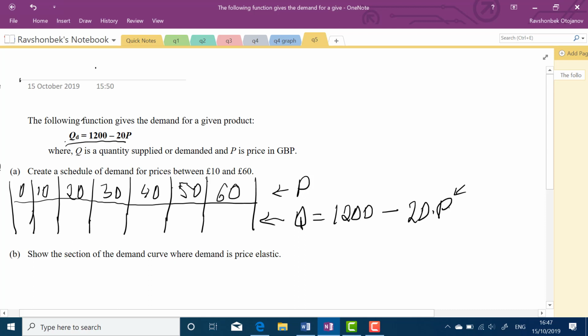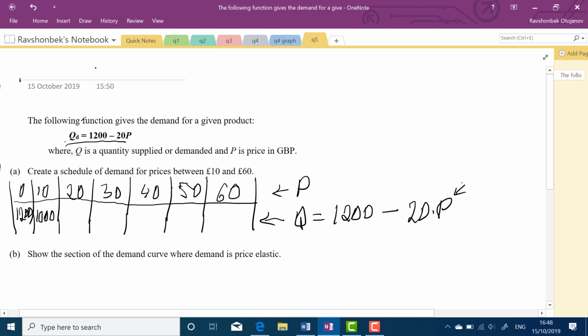When the price is 0, the quantity demanded is 1,200. When the price is 10, 10 times 20 is 200. 1,200 take away 200 is 1,000. Decreased by 200. So there's a decrease as the price is rising. That's the law of demand, yeah?